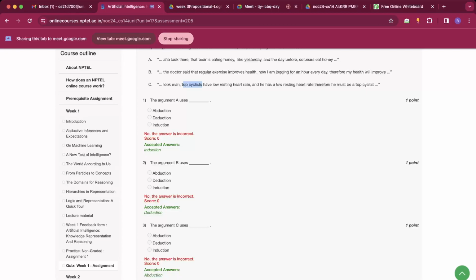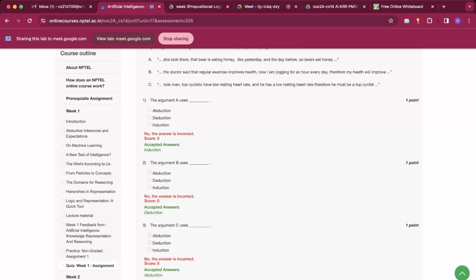So the way I perceive it is that what we were trying to do was draw the implication in a reverse manner, right? We were saying that low resting heart rate implies top cyclist. But if we look at it from left to right, top cyclist implies low resting heart rate, right? Because that's the flow of the sentence. So let's say top cyclist represents P, and low resting heart rate represents Q. So we will have P implies Q.